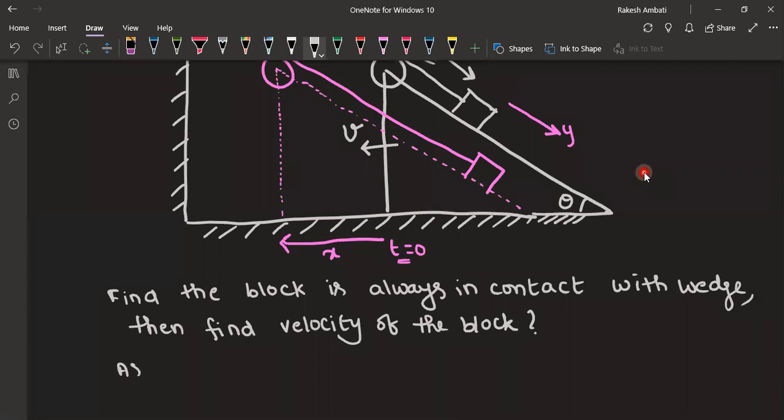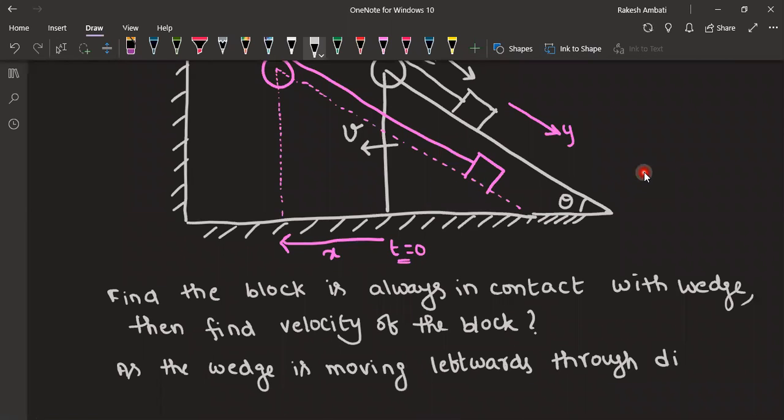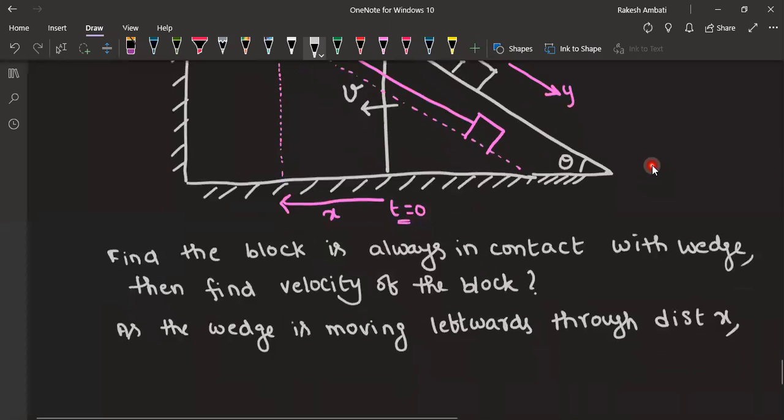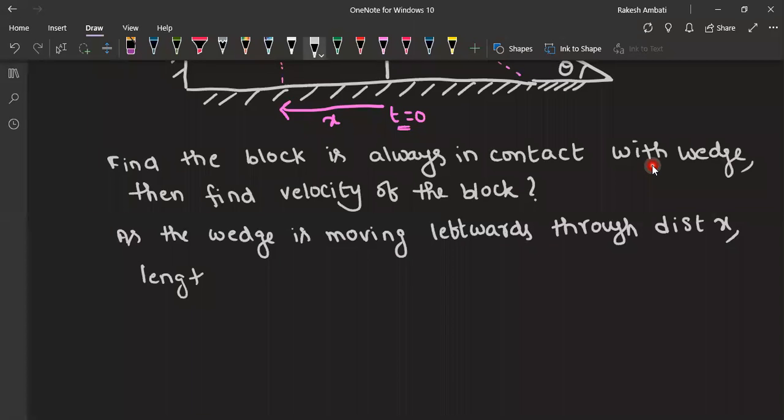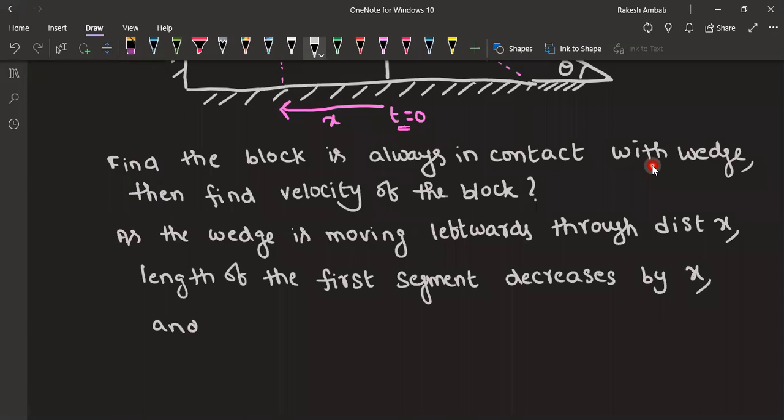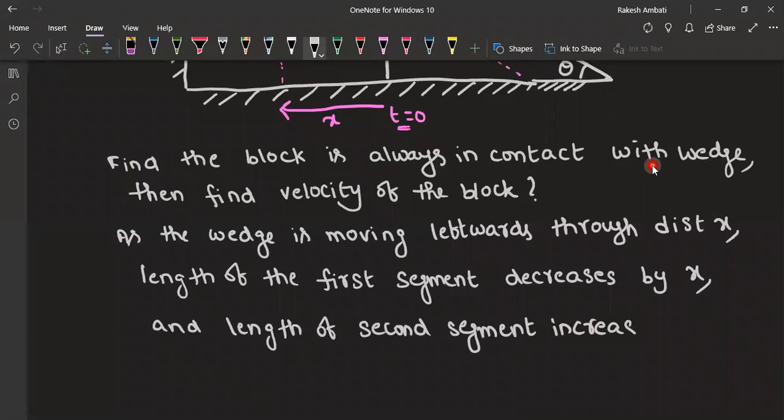Write down. As the wedge is moving leftwards through distance x, the length of the first segment decreases by x, and the length of the second segment increases by y.